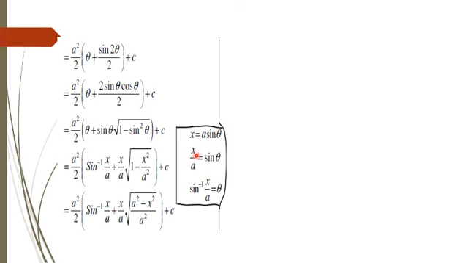What is the value of sin theta? The value of sin theta is x over a. Square root of 1 minus sin square theta, that is 1 minus x square over a square. Taking the LCM under the square root sign, we have a square minus x square over a square.